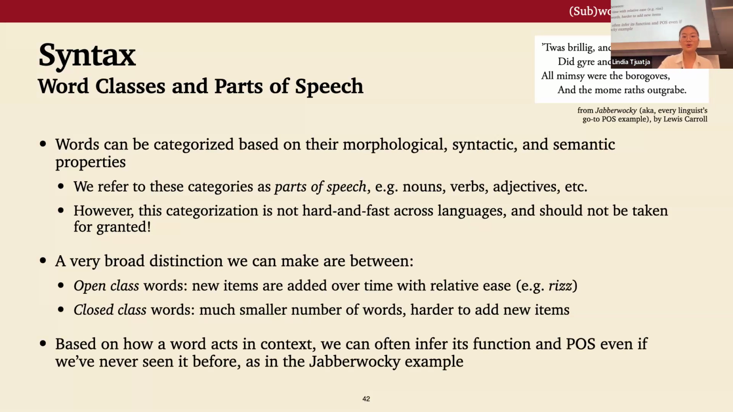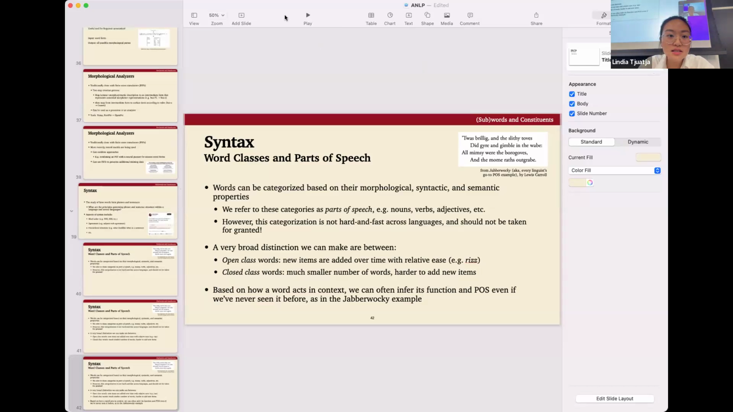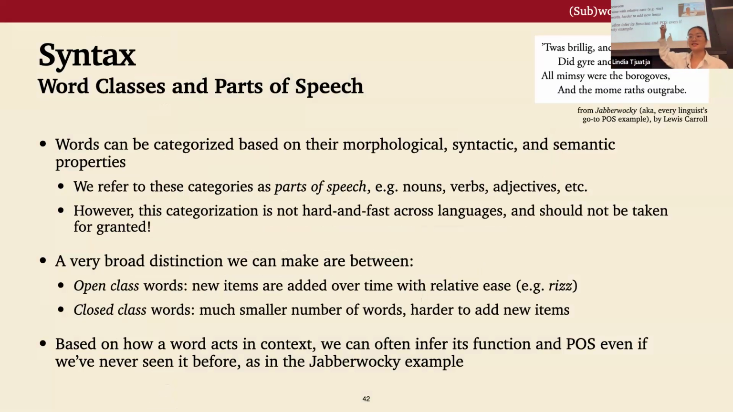And even based on how words act in context, we can often infer the part of speech, even though we've never seen the word before. As in this example, which you might have seen if you've ever taken a linguistics class, it's everyone's favorite part of speech example. It's from a poem called Jabberwocky by Lewis Carroll, where he has a bunch of nonce words. But we can tell, even though we've never seen the word before, what its function in the sentence is. Like in "all mimsy were the borogoves," borogoves has to be a noun here, it has to be something, and they were being mimsy, whatever that means.